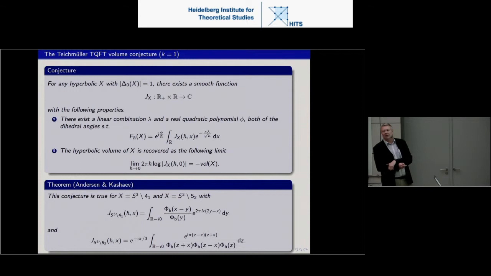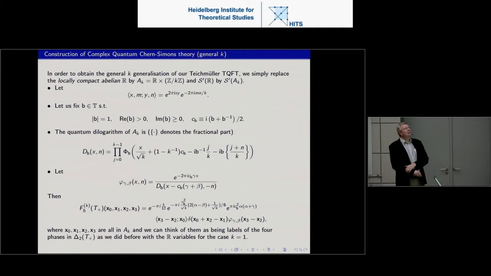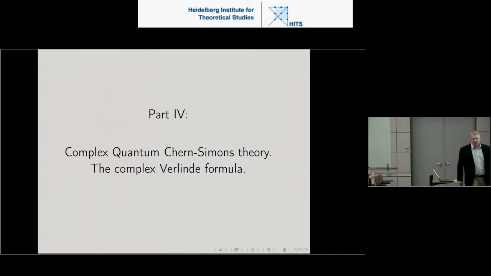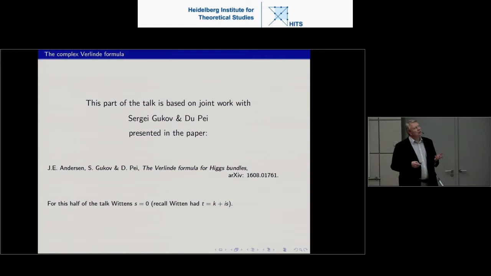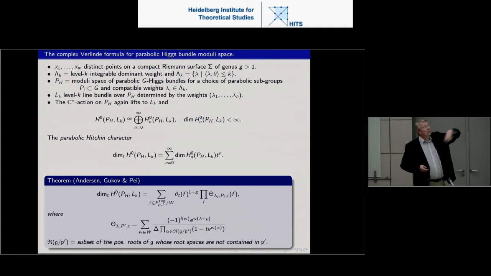Okay, there's a way to generalize this to complex Chern-Simons theory. I will skip that completely. And I also, I think, want to skip the next part. Even though I think this is very nice, this is some stuff I've done with Gukov and Pei, a common student-postdoc of ours. What we do is we actually prove a generalization of this Verlinde formula for Higgs bundles, and it's really nice, and it's a 1+1 dimensional TQFT, blah, blah, blah.